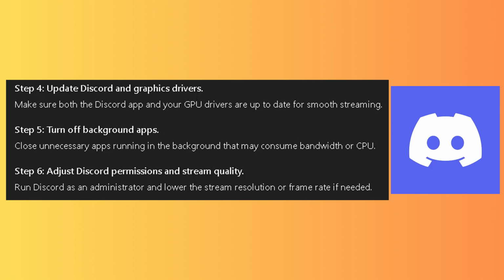Update Discord and graphic drivers. Make sure both your Discord app and GPU drivers are all up to date for smooth streaming. Turn off background apps. Close unnecessary apps running in your background, as they may consume bandwidth or CPU usage.